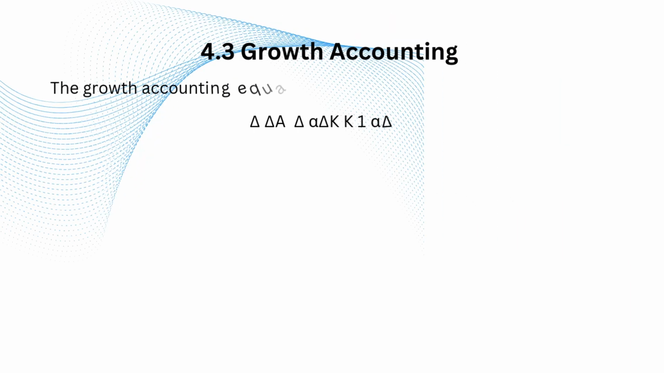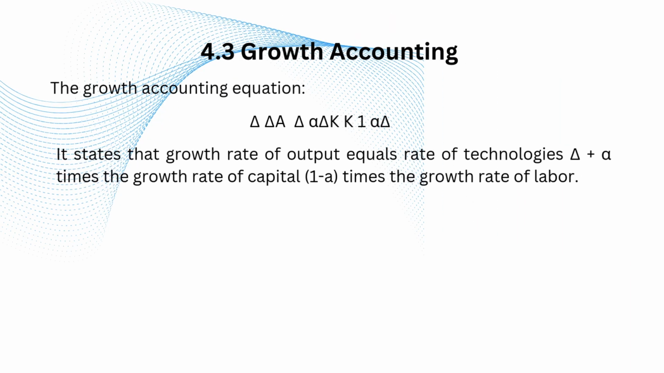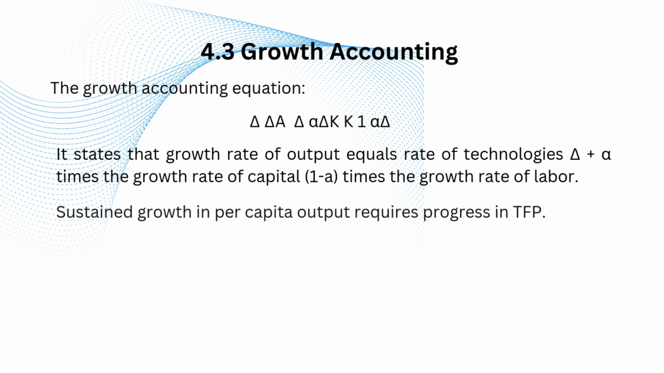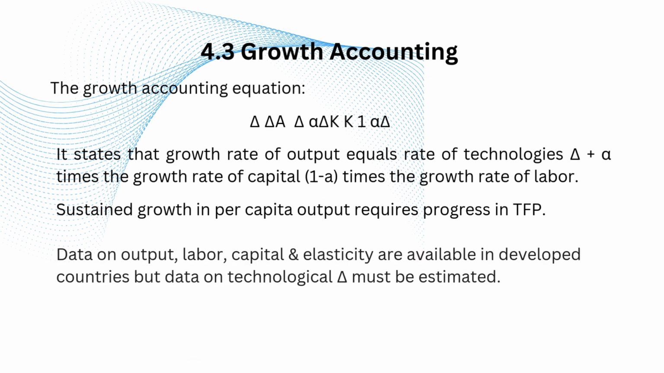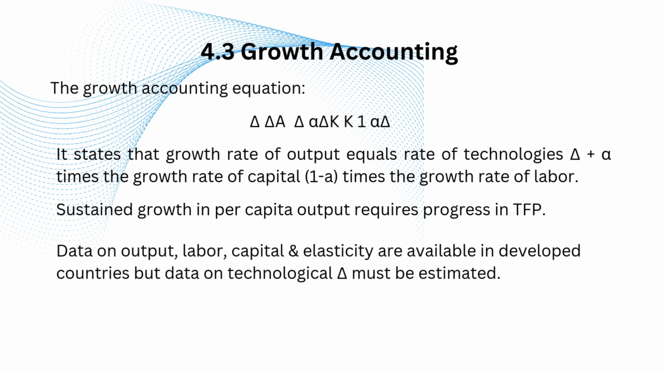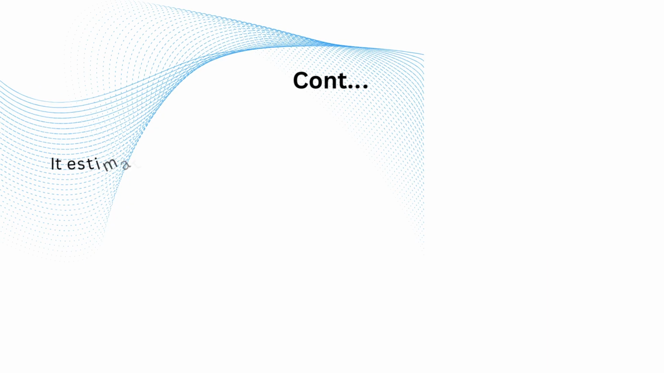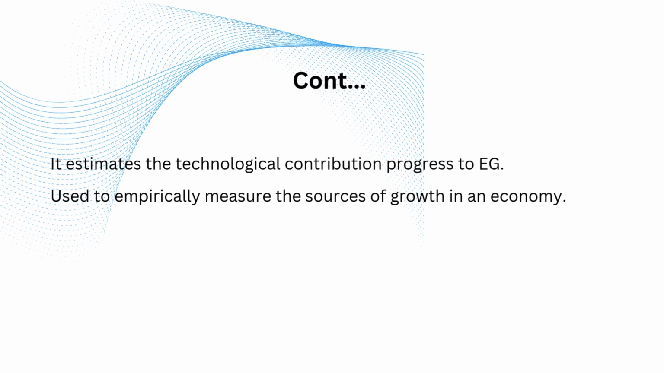4.3 Growth accounting. It states that growth rate of output equals rate of technological change plus alpha times the growth rate of capital, plus (1 minus alpha) times the growth rate of labor. Sustained growth in per capita output requires progress in TFP. Data on output, labor, capital and elasticity are available in developed countries, but data on technological progress must be estimated. It estimates the technological progress contribution, is used to empirically measure the sources of growth in an economy, and is used to measure potential output.